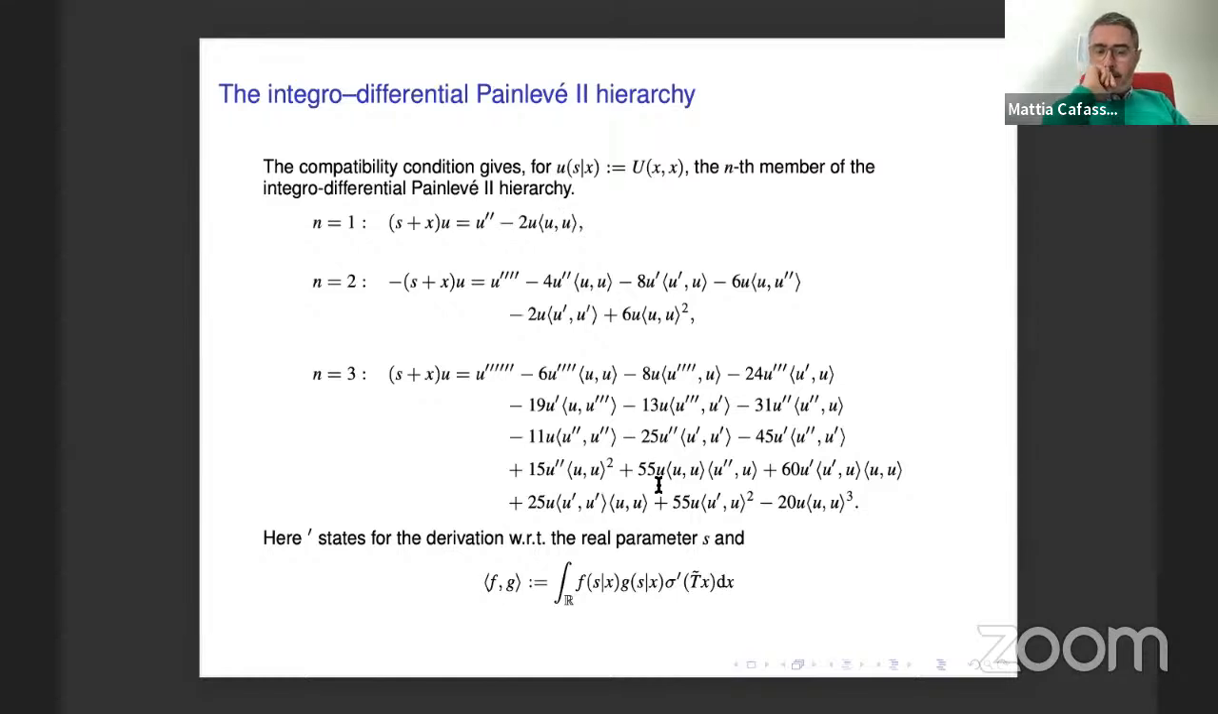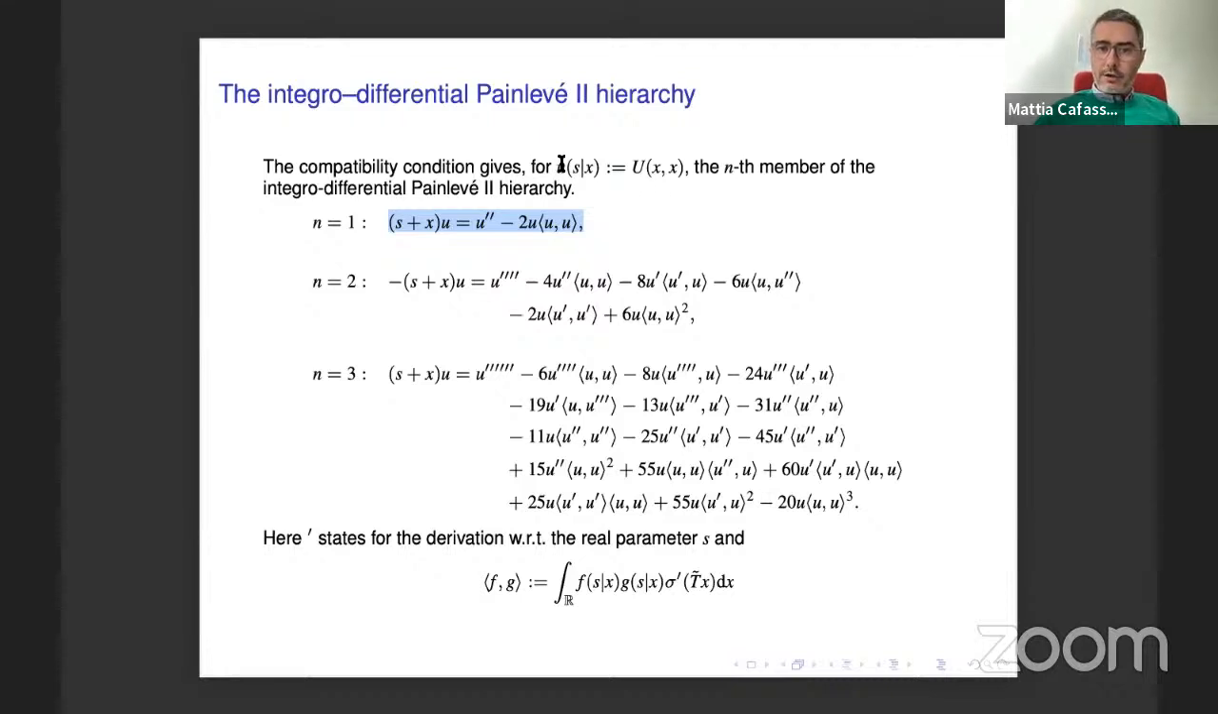Here we are in a Hilbert space, so I define this product here in this way. We have this L2 weighted with this Fermi factor. And for n equal to 1, we recover the equation that I was showing you before, which is the integro-differential Painlevé 2 equation. But then you have more general equations that are written here. This is for n equal to 2, this is for n equal to 3.